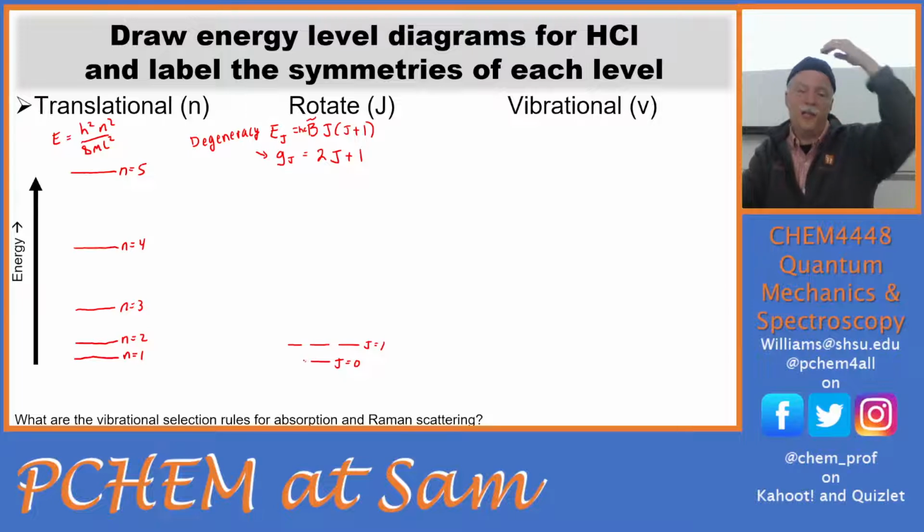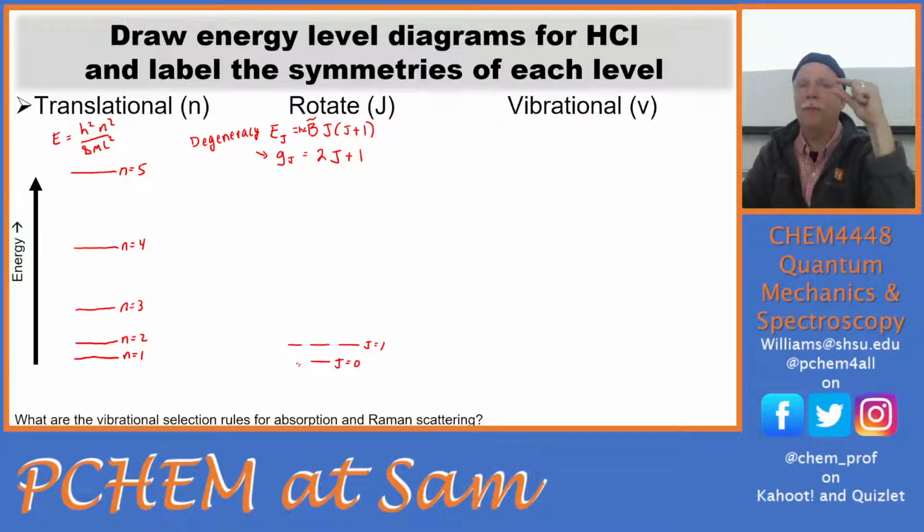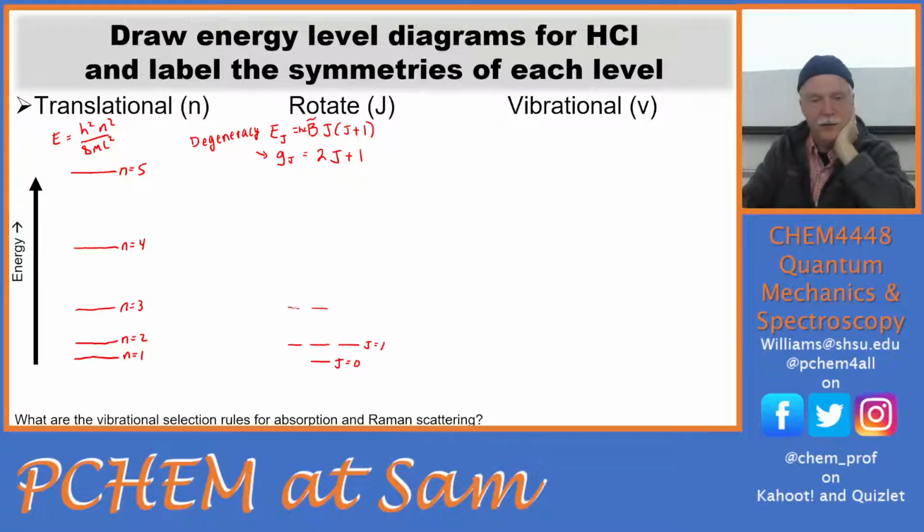And again, they go up as J squared. So I've set the first gap. Now where's the next one go? It's going to be kind of like this N3. It's going to be up here somewhere. What's the degeneracy for J equals 2? 2 times 2 is 4, plus 1 is 5. So we have 5 energy levels here.